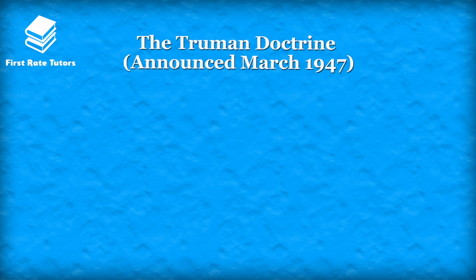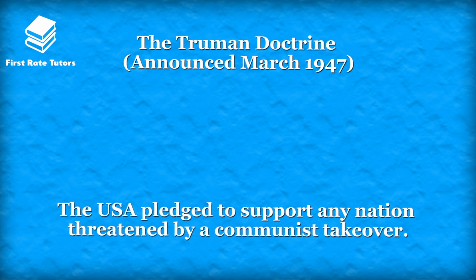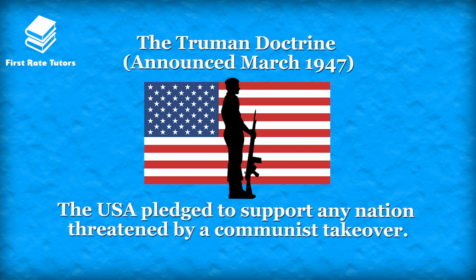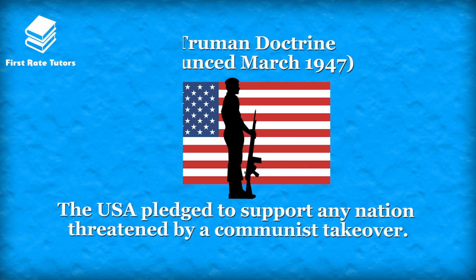This fell under the Truman Doctrine, which was announced in March 1947, and the USA essentially pledged to support any nation threatened by a communist takeover. This support could be diplomatic, military, or financial. For example, the USA gave $400 million of aid to Turkey and Greece to stop communism spreading in both countries.